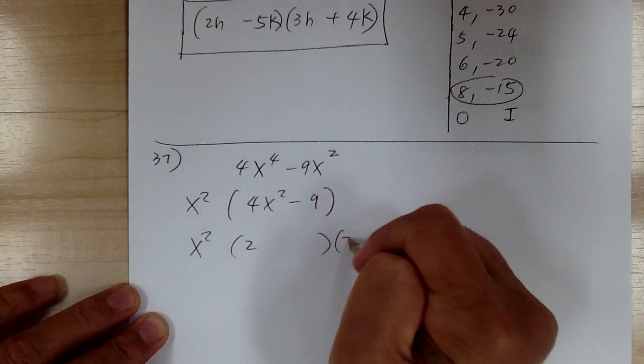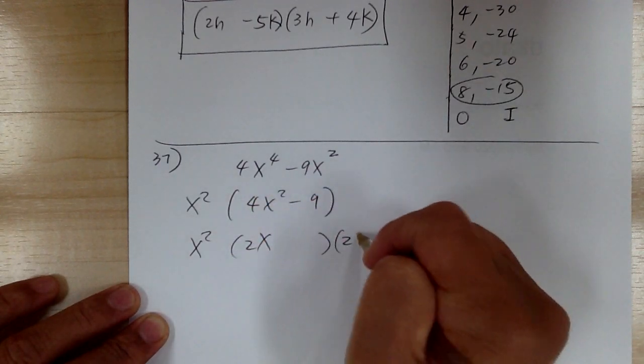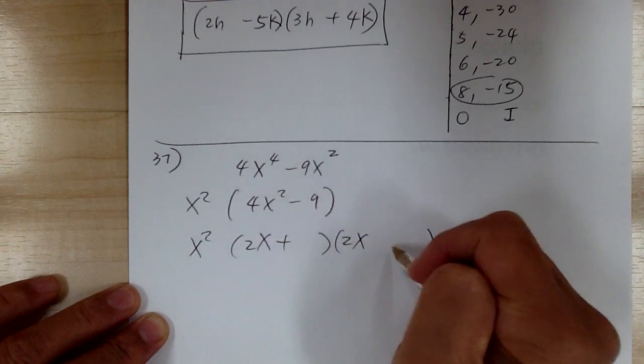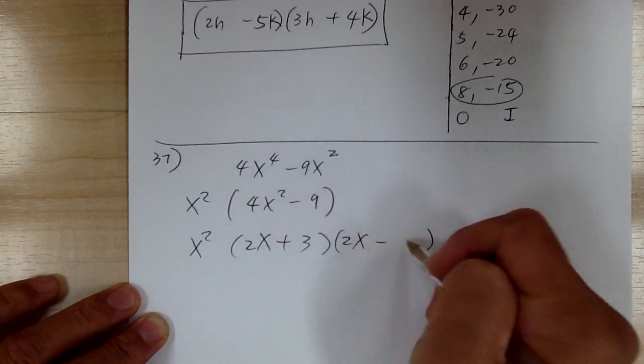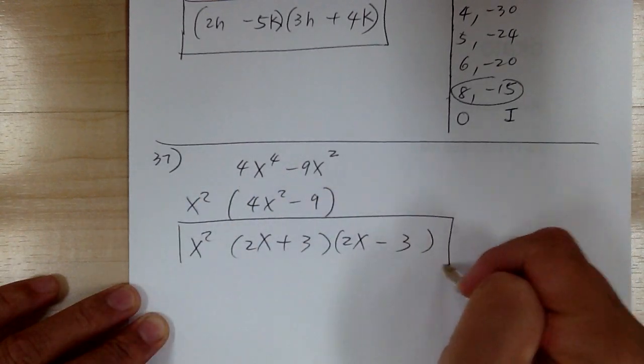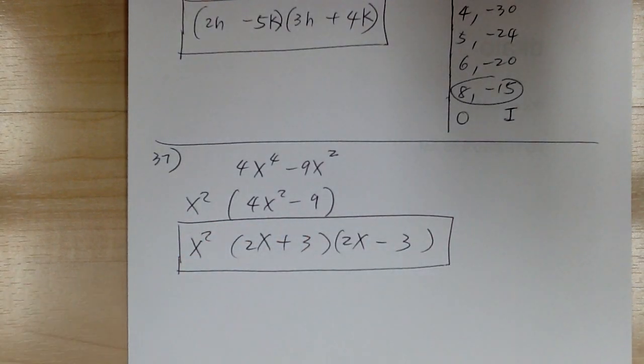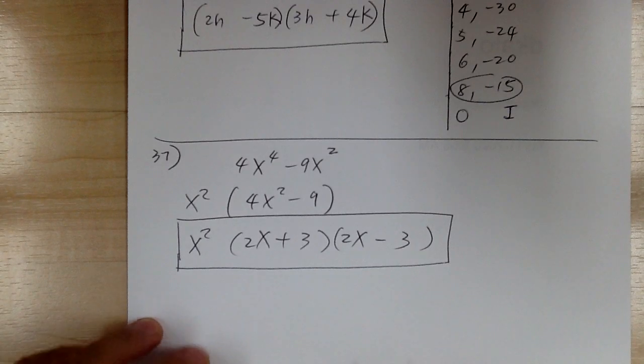So you're going to get 2 times 2 give you 4. X times x give you x squared. Plus times minus give you minus. 3 times 3 give you 9. And that's it. So again, every problem, you make sure you go through the steps. Okay, let's go to number 39.